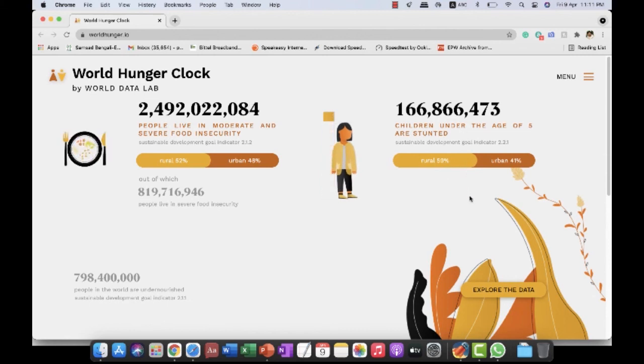So the SDGs, I don't know how they're going to reach them. SDG is Sustainable Development Goal. So you can actually explore the data. This website is excellent. You just type World Data Lab and you will get excellent figures, excellent things to know about our world.